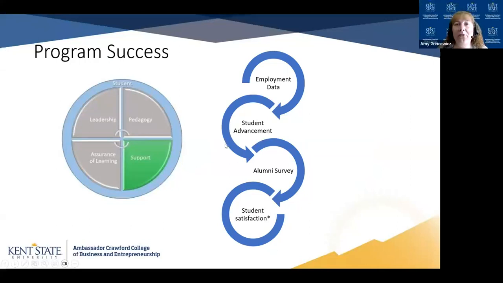For program success, this is really where those support offices that I mentioned come into play. We have surveyed all of our students across all of our programs on their employment data. We look at student advancement. We've done alumni surveys. And the one piece that I have asterisks at the end of, student satisfaction, is something we're looking at now, because we've really used the QM program reviews and that certification as a guide to help us as a college collect more data. And so student satisfaction is starred because we are still working on that.